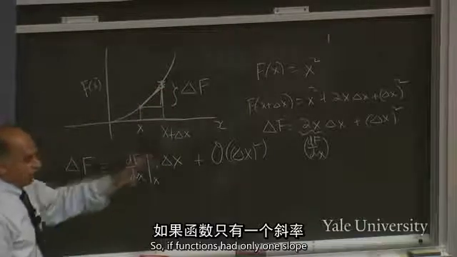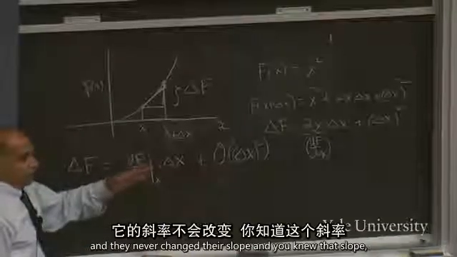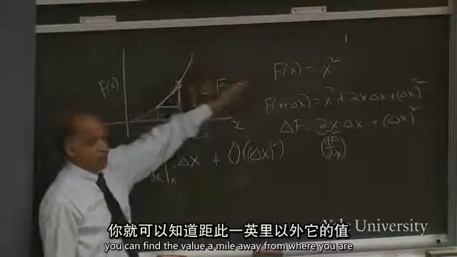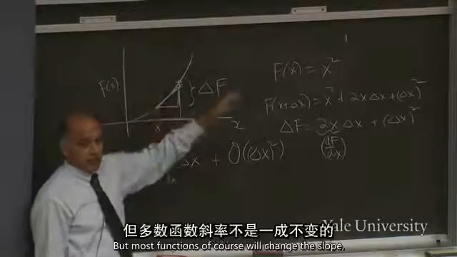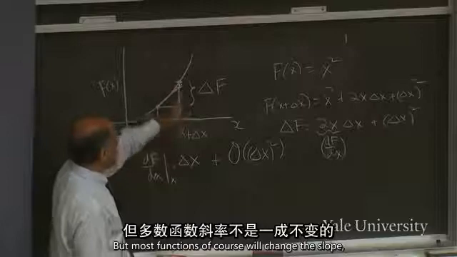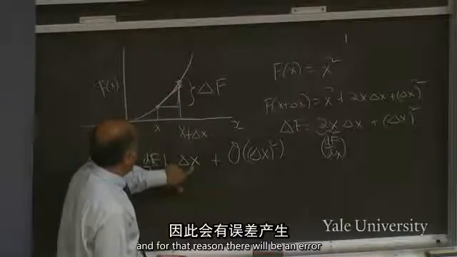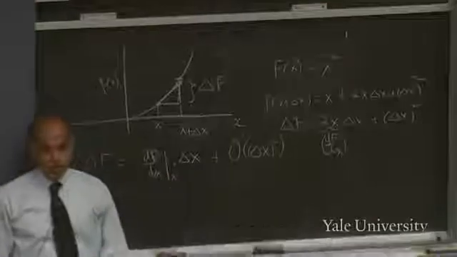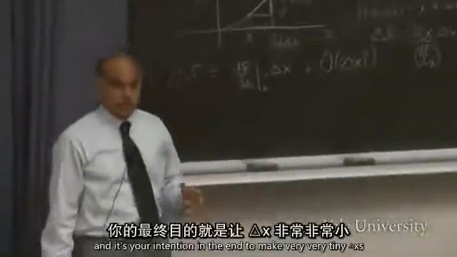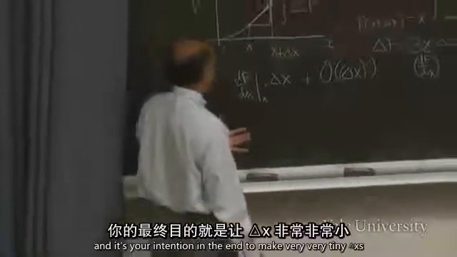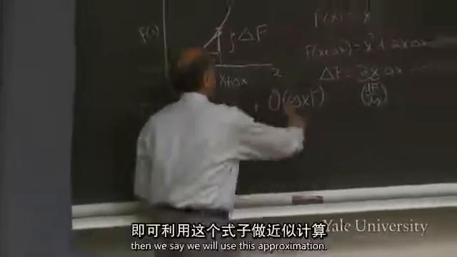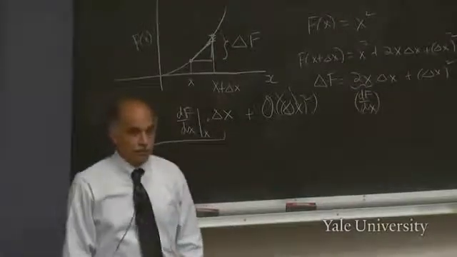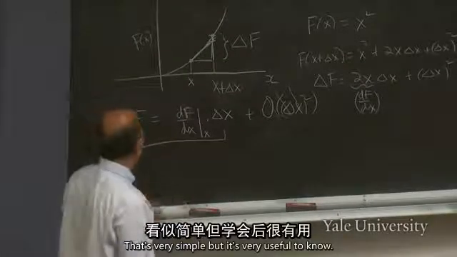So if functions had only one slope and never changed their slope, and you knew that slope, then if you know the value to begin with, you can find the value a mile away from where you are because it's going at the same clip. But most functions, of course, will change their slope. And for that reason, there will be an error in the formula you get if you use this. But if delta x is very, very small, and it's your intention in the end to make very, very tiny delta x's, then we say we will use this approximation. That's very simple, but it's very useful to know.